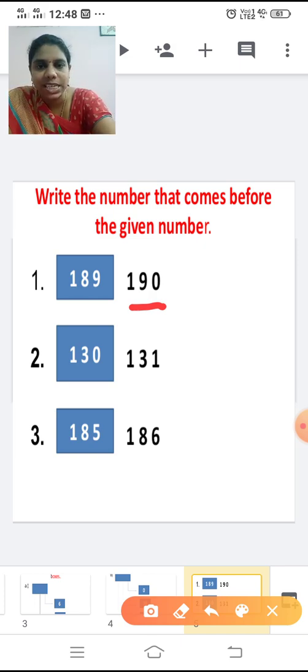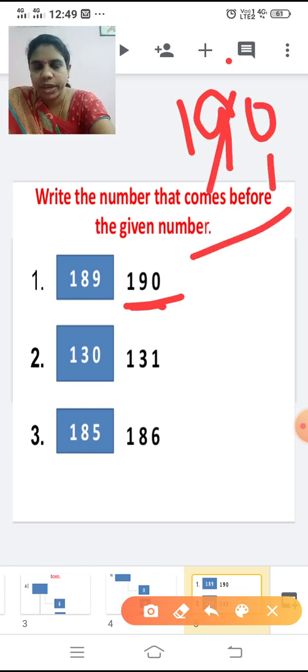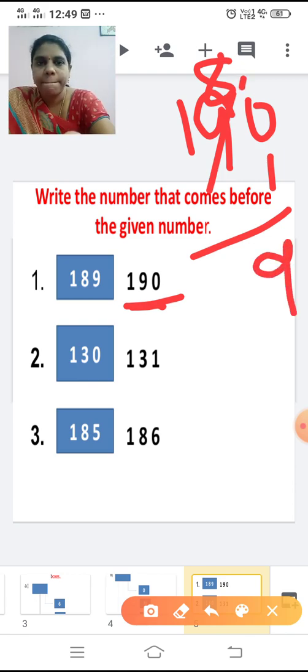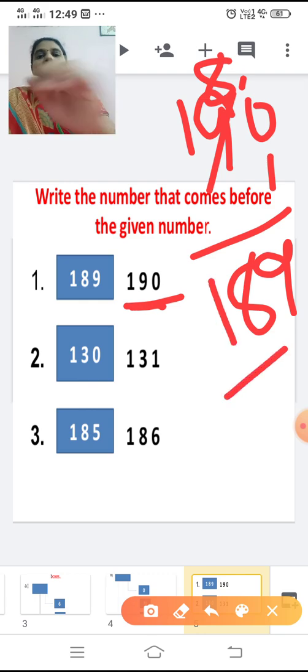Now 190. What is the first one? Tell me, children, what number comes before 190? You can subtract 1 from 190. So 9 is 8, I'm borrowing 1, so 10 minus 1 is 9. 8, 9. 189. What comes before 190? 189 comes before 190.